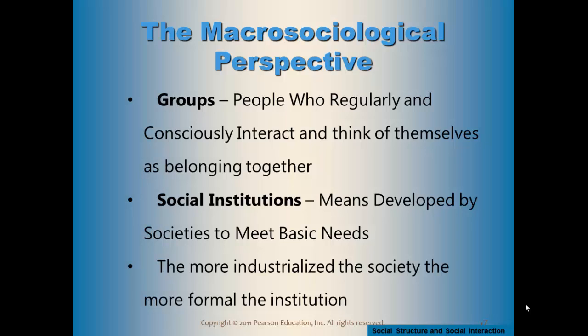The more industrialized a society, the more formal the institutions are. In a less industrialized, more agricultural society, there are fewer institutions, but as society becomes more and more complex, those institutions begin to take on specific roles in order to facilitate the functioning of that society.